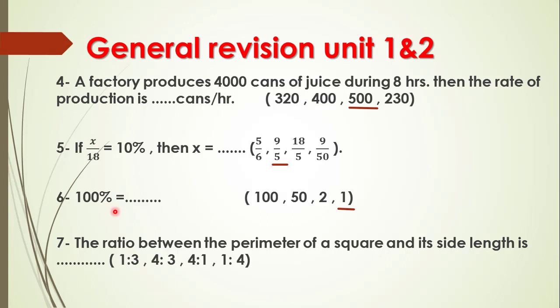Number 7, the ratio between the perimeter of a square and its side length. Perimeter of a square means 4 times side length over side length. It means 4 over 1. So 4 to 1.